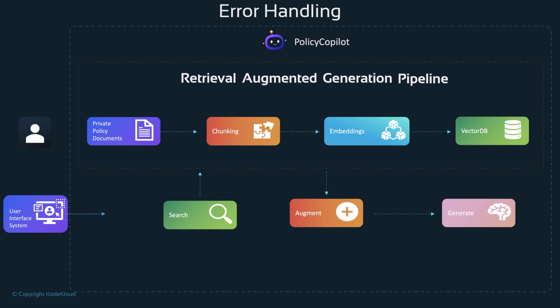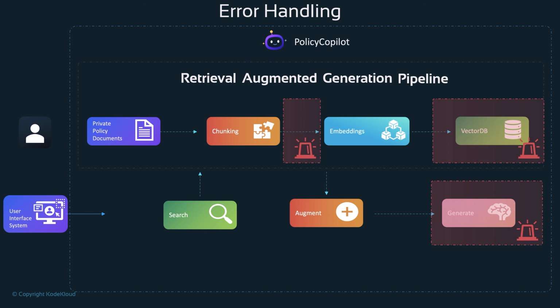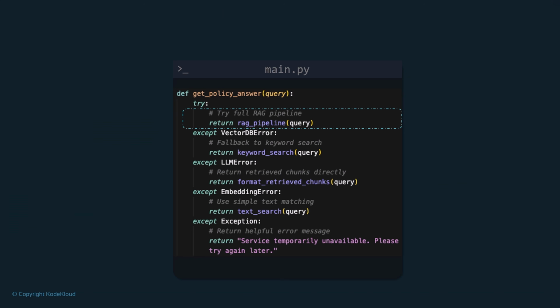Now, things will go wrong in production. Vector databases will go down. LLM services will be unavailable. Networks will have timeouts, and we need to handle these failures gracefully. The goal is graceful degradation. The system should still work even if not at full capacity, so users should get some answer rather than an entire error message. So the example shows a cascading fallback strategy.